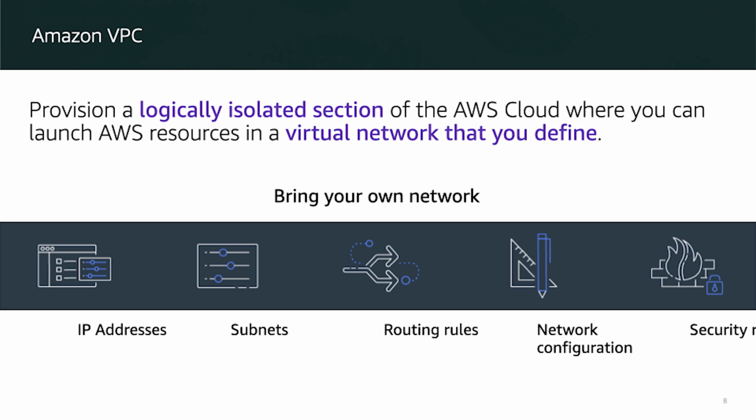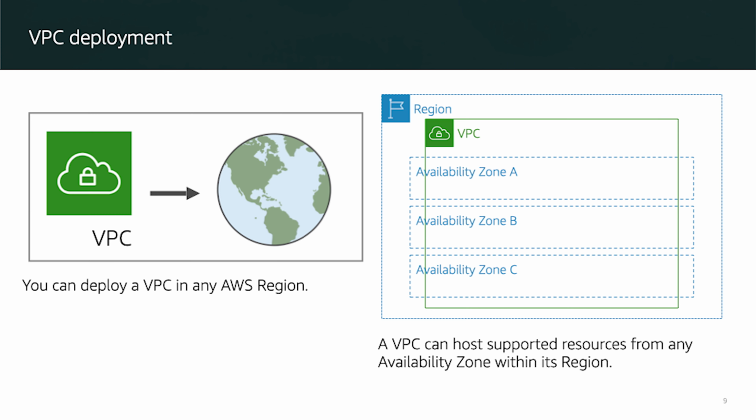For example, you can create a public subnet for your web servers that can access the public internet. You can place your backend systems, such as databases or application servers, in a private subnet with no public internet access. You can use multiple layers of security to help control access to Amazon EC2 instances in each subnet. These security layers include security groups and network access control lists, which we will understand in more detail in this particular lesson. A VPC normally is associated with a single AWS region.